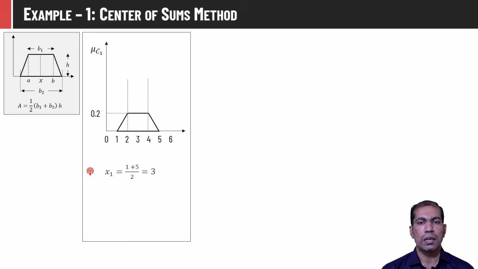The center of this set would be 1 plus 5 divided by 2, that is 3, and the area we can compute using this equation. So here base B1 is equal to 4 minus 2, that is 2, and base B2 is 5 minus 1, that is 4. So the area would be one half times 2 plus 4 times the height, which is 0.2. So the area covered by this polygon, or by this set, is 0.6 units.